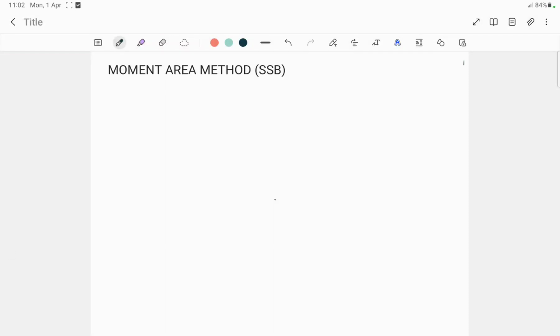Hello everyone, in today's video I will be solving a problem based on the moment area method for a simply supported beam, and in short a simply supported beam can be written as SSB. So here this is a simply supported beam, and at the mid point a point load is acting. Let it be W, and the length from this end to this end is L. Let's assume this end as A, this as B, and this as C.